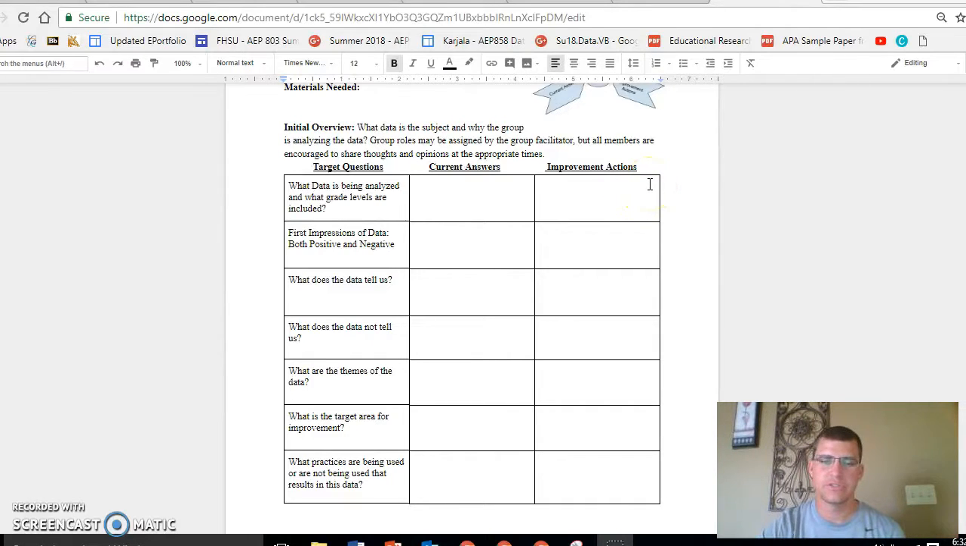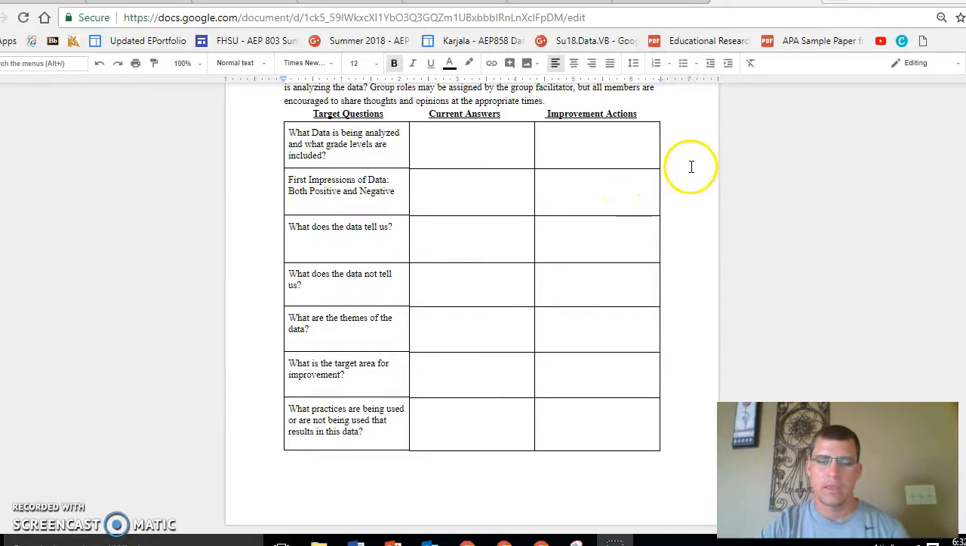The first impressions of the data, both the positive and the negative. It's important to focus on positives as well as the negatives that you're going to talk about more often. What does the data tell us? What does the data not tell us? What themes can you gather from this data? What is a target area for improvement?